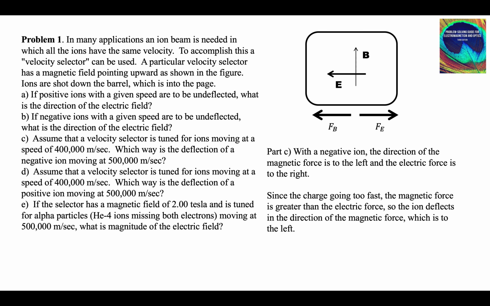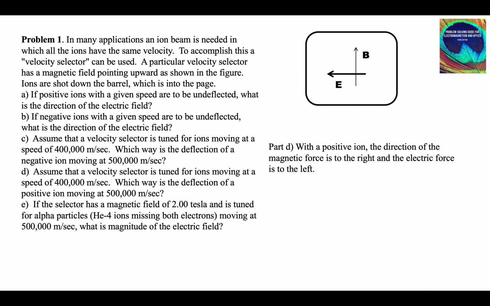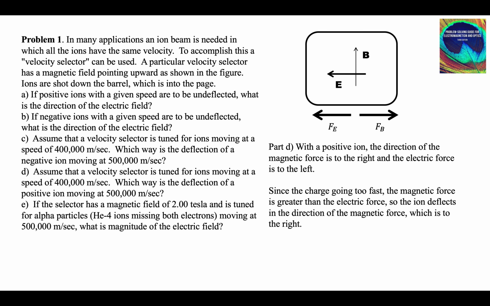Part D, with a positive ion, you shoot a positive ion down the barrel, it's going too fast. The direction of the magnetic force is to the right, and the direction of the electric force is to the left. It's the opposite. Again, it's going too fast. Again, it deflects in the direction of the magnetic force, but this time the magnetic force is to the right, so it deflects to the right.